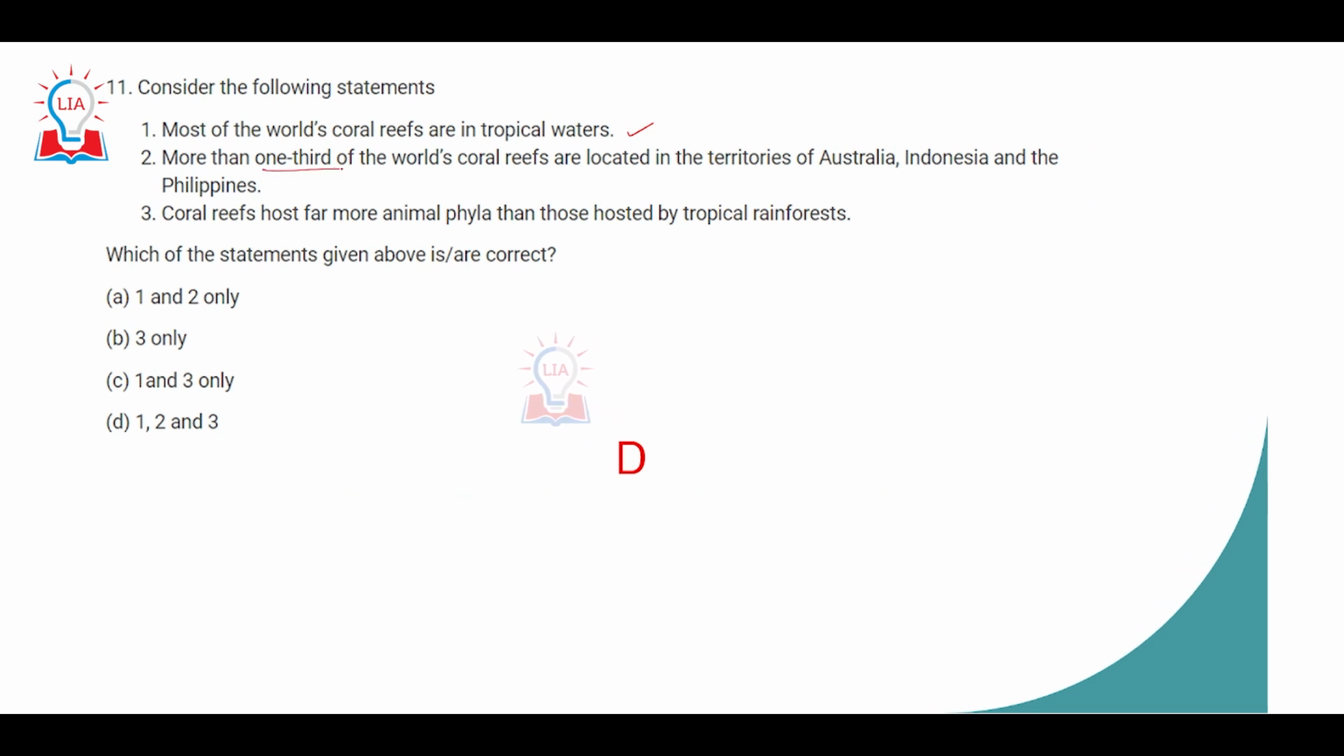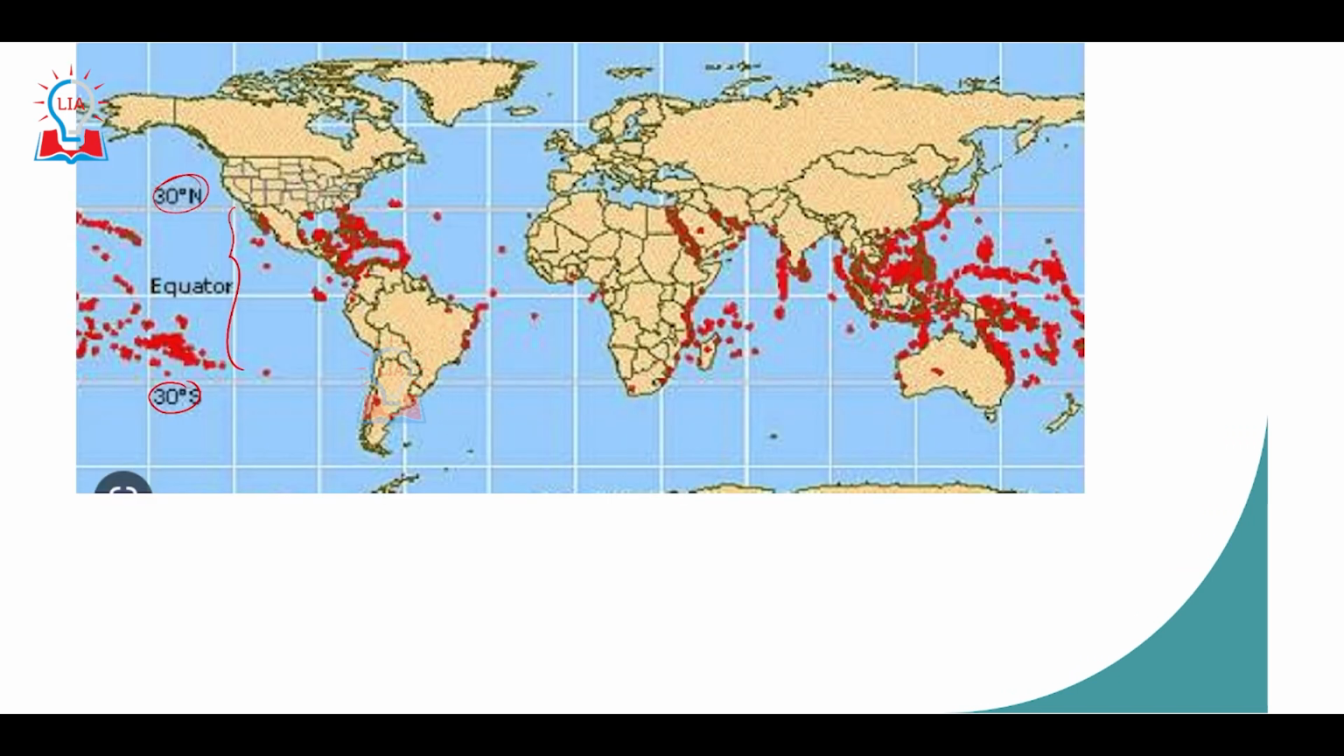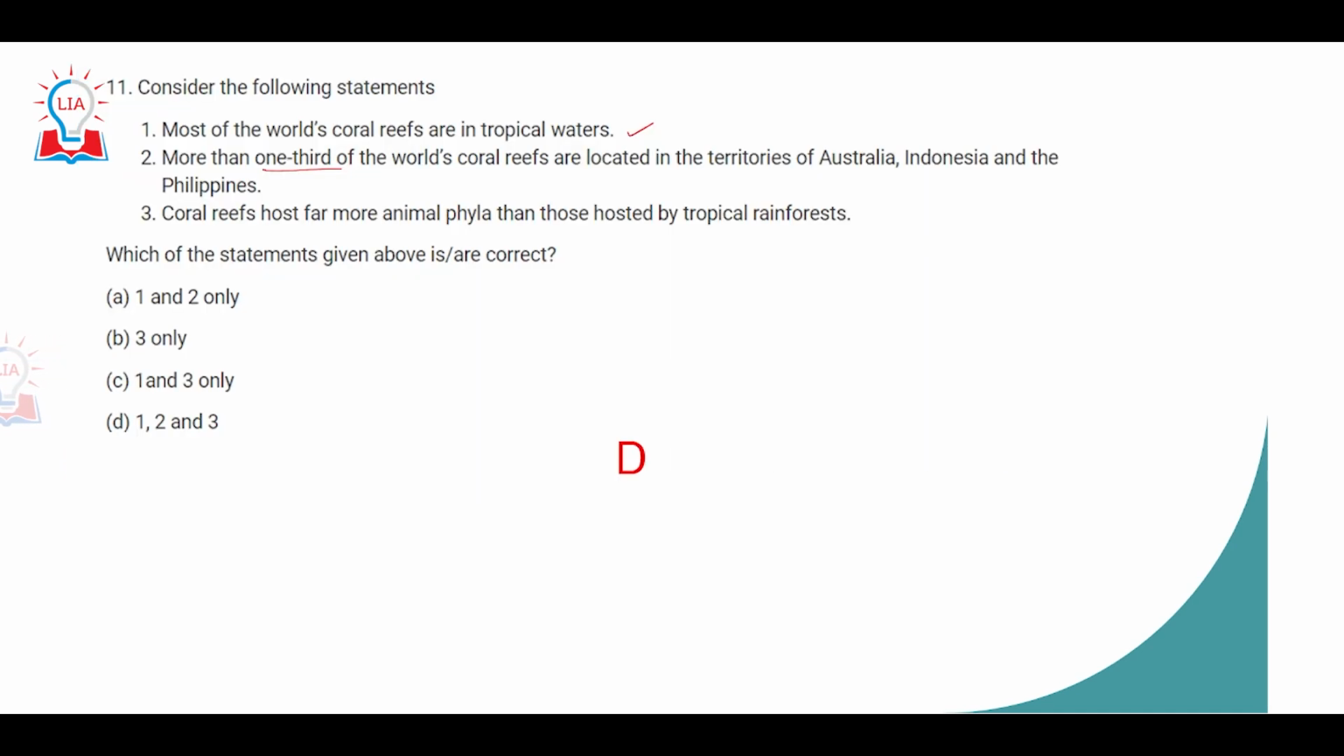Second is that more than one third of the world's corals are located in the territories of Australia, Indonesia, and the Philippines. Now again, if you take a look at this map, we can see here we have India, this is Australia, and this is the Philippines. So more than 40% of the world's coral reef is located somewhere within this triangular zone. So the second statement is also obviously correct.